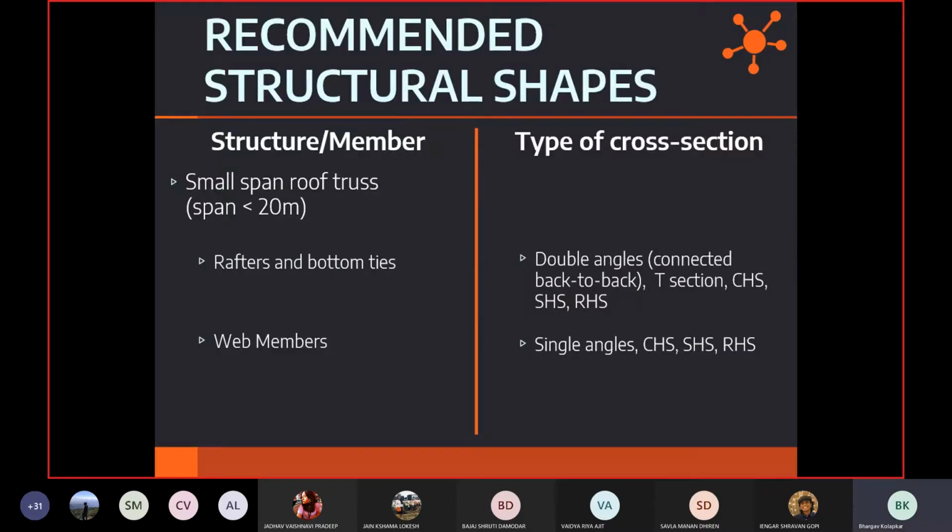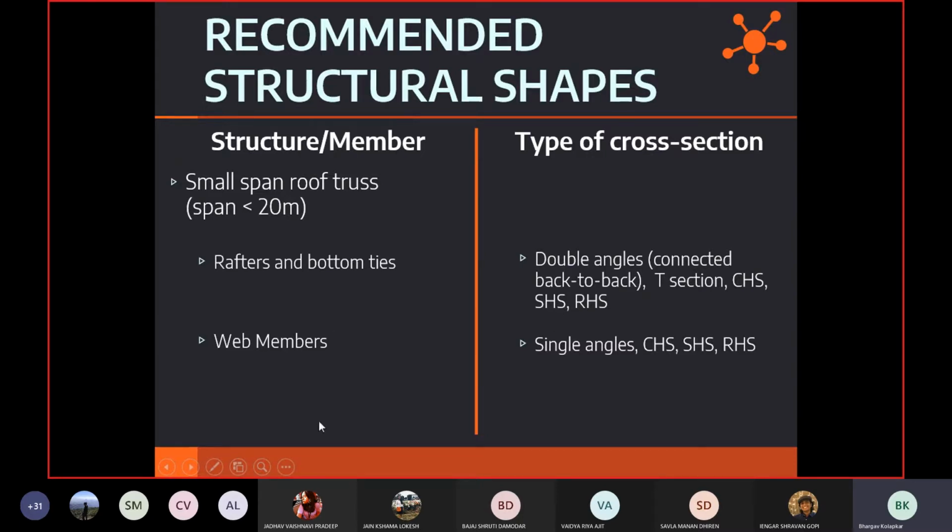So this is just a quick table for your reference at a later period of time when you really want to select sections. So if you're looking for a structural member for a small span roof whose span is less than 20 meters, so for rafters and bottom ties, you can use double angles. You can use C-section, circular hollow section, square hollow section, rectangular hollow section.